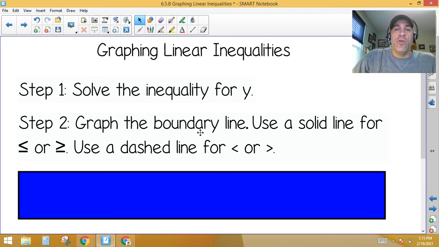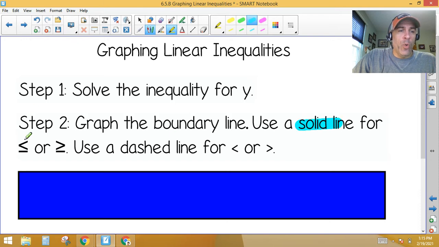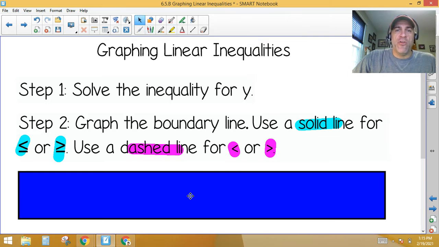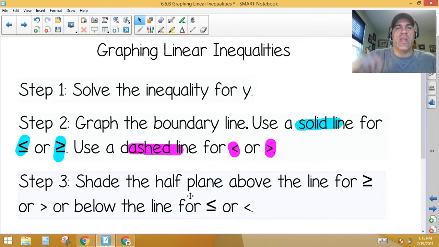Then you have to be careful. You have to use a solid line if it is less than or equal to or greater than or equal to. You're going to use a dashed line if it's only the inequality sign with no "or equal to", greater than or less than. Then third, you have to shade. You're going to shade the half plane above the line if it's greater than or equal to or greater than. You're going to shade below the line if it is less than or equal to.